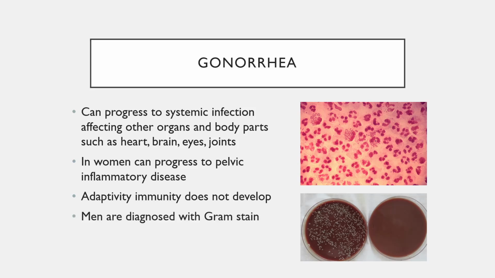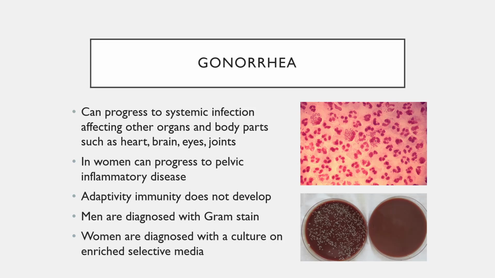Men are typically diagnosed with a Gram stain of the discharge from the urethra, and women are typically diagnosed by culturing the bacterium on an enriched selective media, particularly chocolate agar, which is what you see down here.